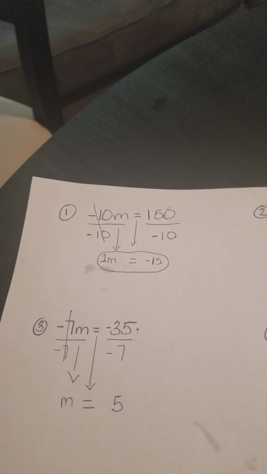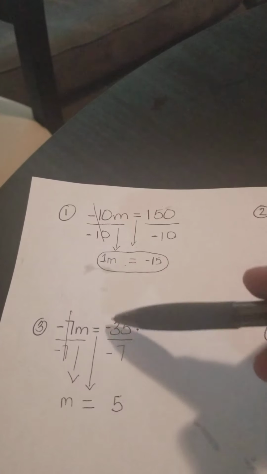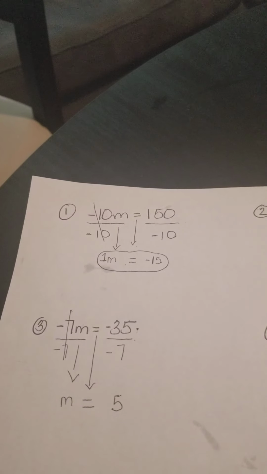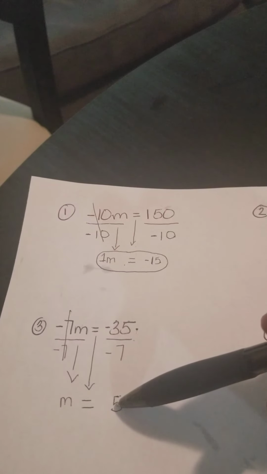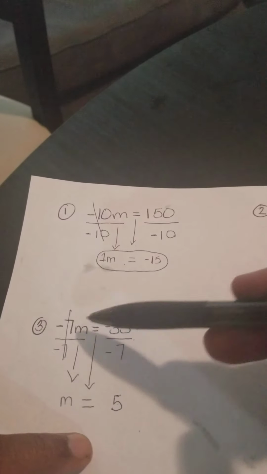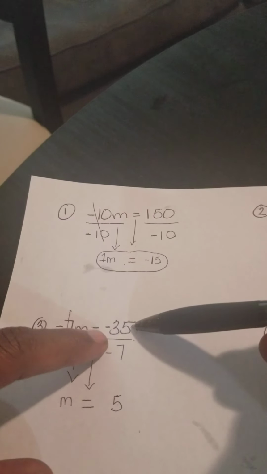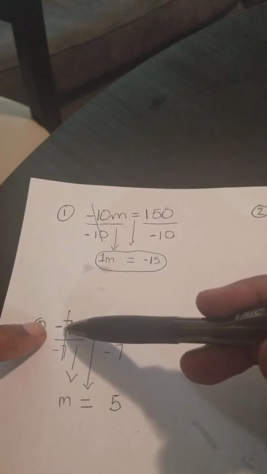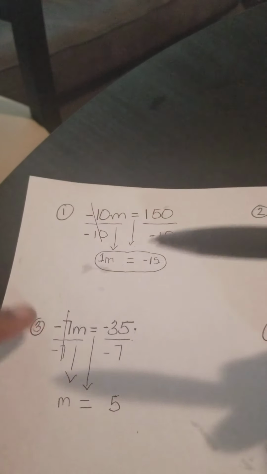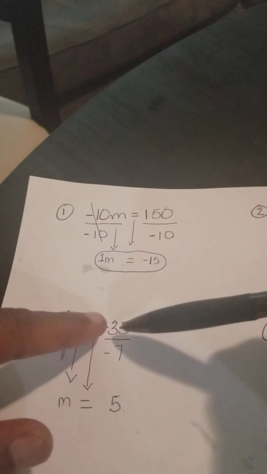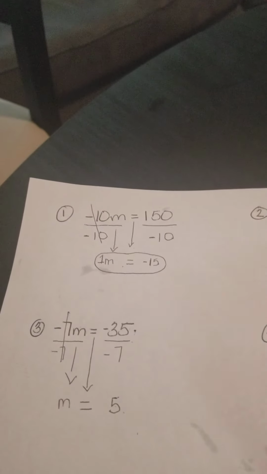Do we need to keep the negative sign? No, we don't. The reason for it is both of these are negative, so they cancel out. So now we got our 5. So if we did -7 times 5 that will give us -35. Remember, the only time we change it is negative times a negative is a positive. So a negative times a positive number will give us a negative number.